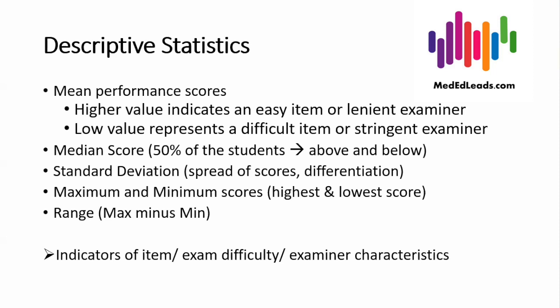And the range is maximum minus minimum. For example, the maximum score was 80%, the minimum score was 30%. So you look at 80% and you now think and analyze, none of the candidates sitting for the exam was able to score more than 80%. What was wrong?